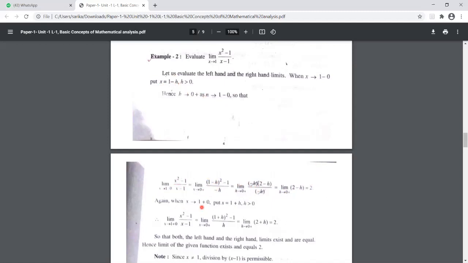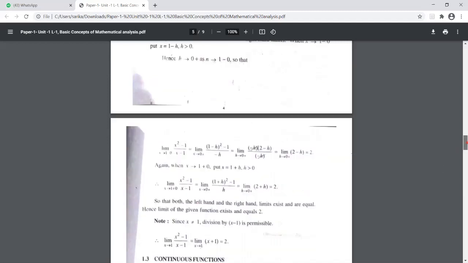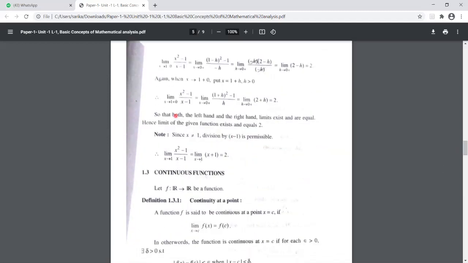Again, when x tends to 1 plus 0, put x is equal to 1 plus h this time, and h is greater than 0. So limit as x tends to 1 plus 0 of (x square minus 1) upon (x minus 1). Again, we'll open the brackets, I'll get 2 plus h and it's 2. So both the left hand limit and right hand limit exist and are equal. Hence the limit of the given function exists and is equal to 2.